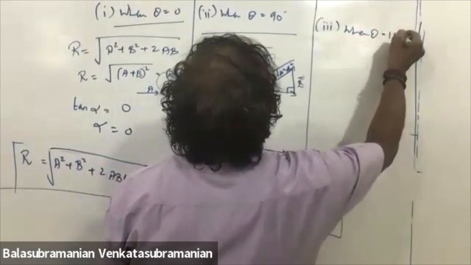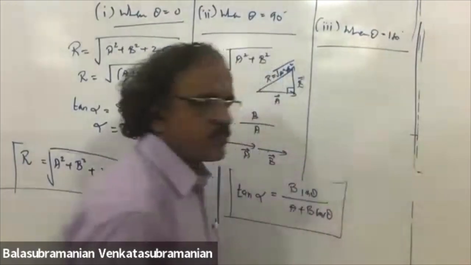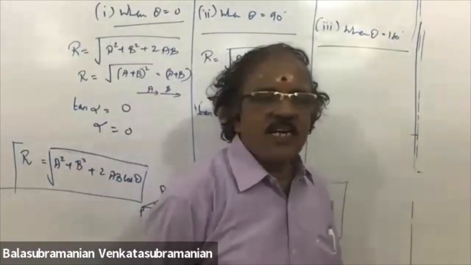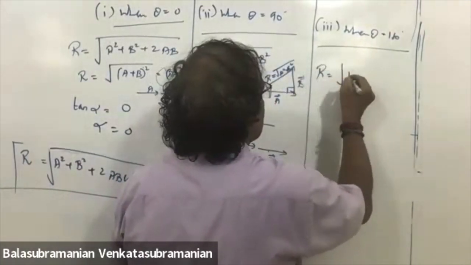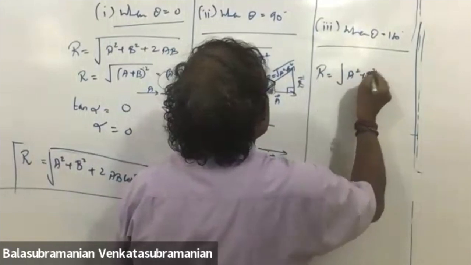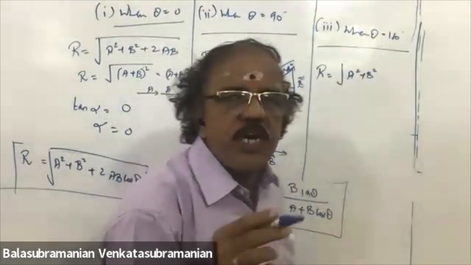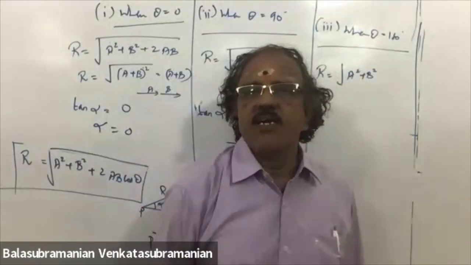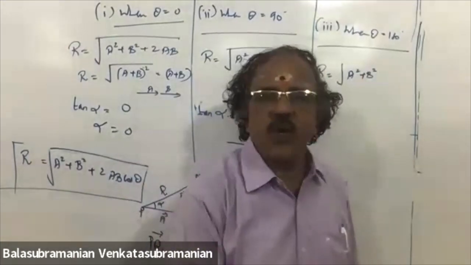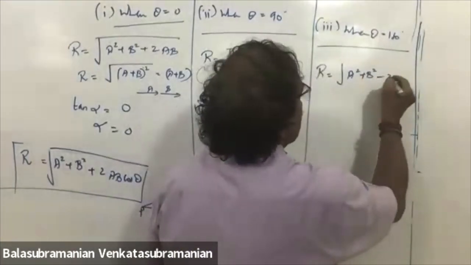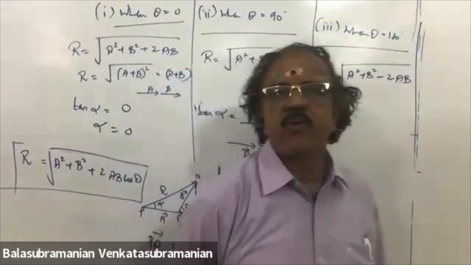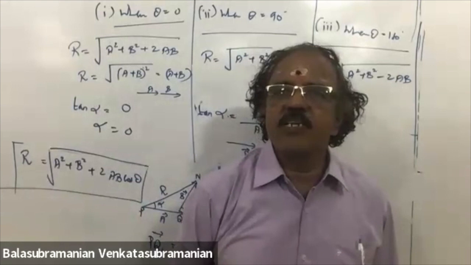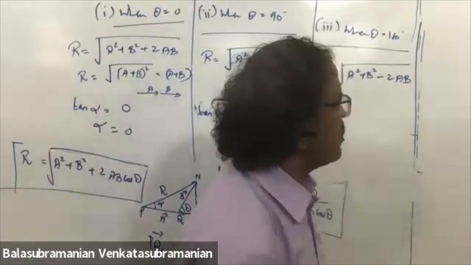When theta is 180, we can write R is equal to root of A square plus B square plus 2AB cos 180. Cos 180 is minus 1, so I can write minus 2AB.